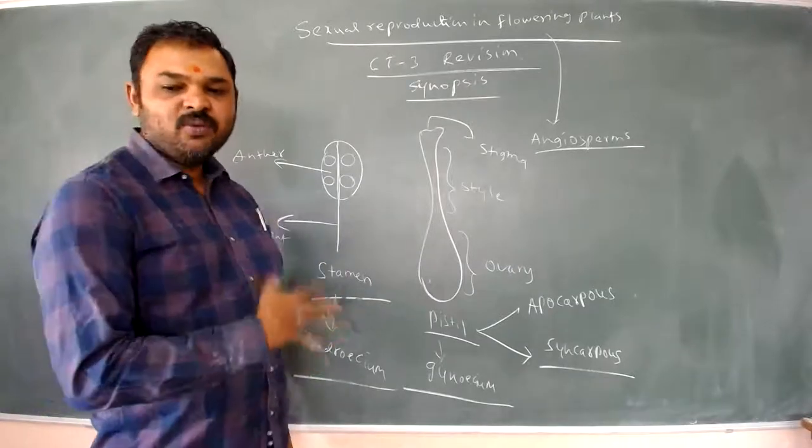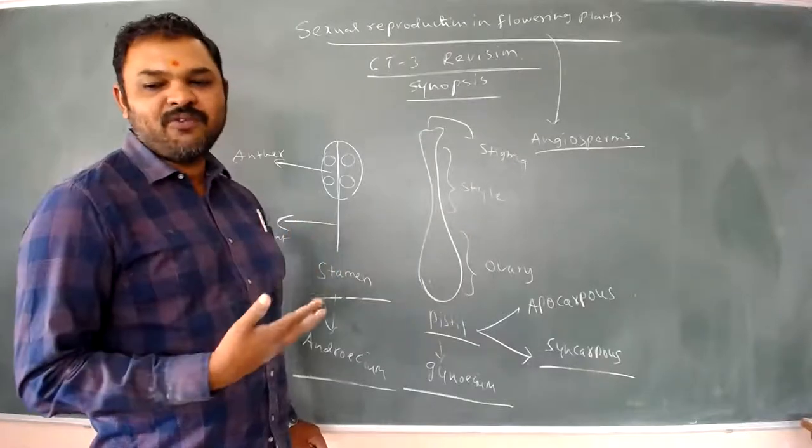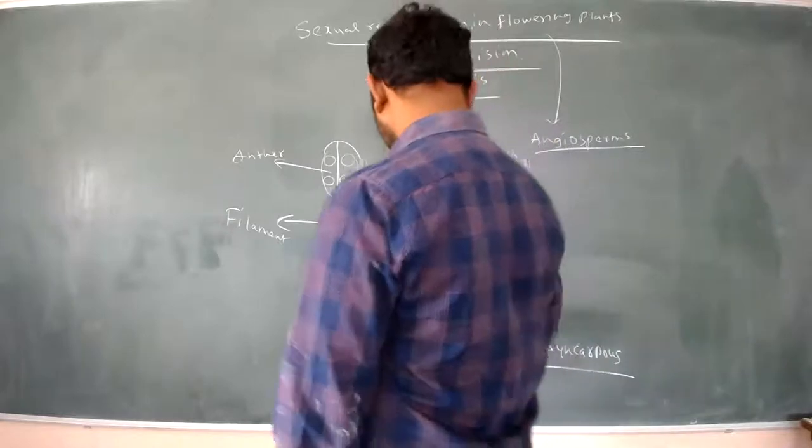Now let us see what microsporogenesis is, where it occurs, and what the structure of the anther is. Let us see this.